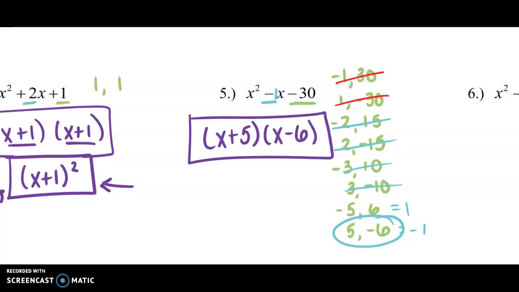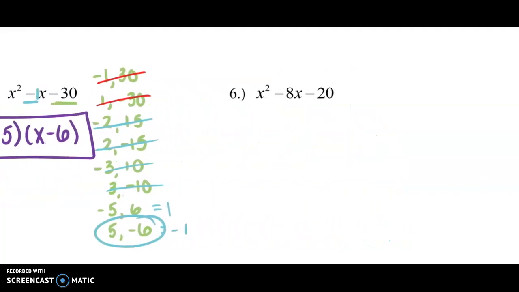Okay, and again, x minus 6 times x plus 5, same thing. All right, let's look over here at number 6. Factors of C, so factors of negative 20. So I have negative 1 and 20, 1 and negative 20, negative 2 and 10. And if you want to check as you go, that would be another great thing, because once you find it, you don't have to keep listing factors. 2 and negative 10. So let's stop and let's check those.